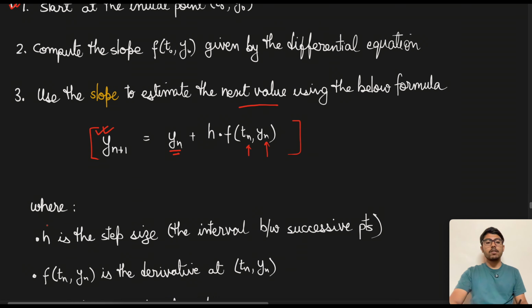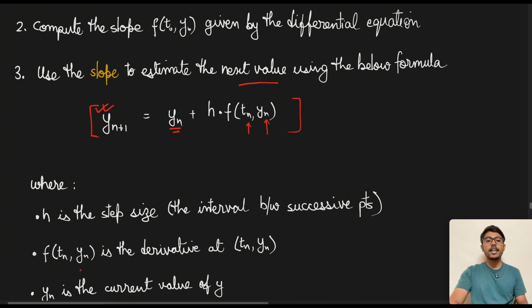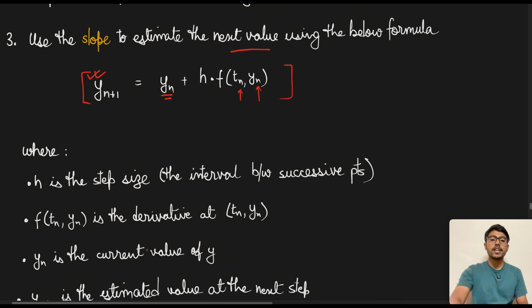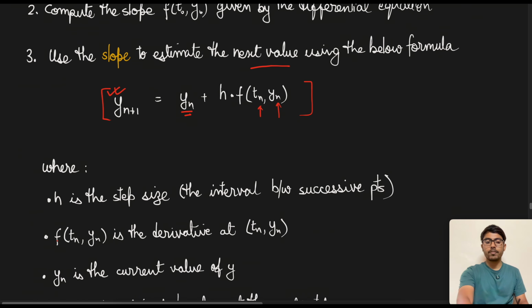Now we understand what these terms mean one by one. h is the step size, the interval between the successive points. So let's say there are 10 points in total that we want to approximate. So h is going to be the step size that is marking the distance between two consecutive points. f of t n comma y n is the derivative at t n, y n. y n is the current value of y.